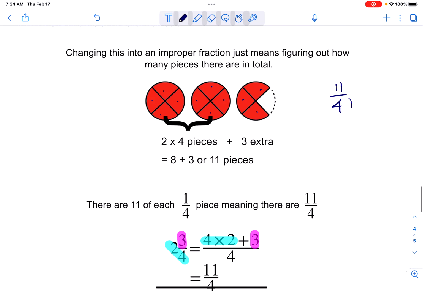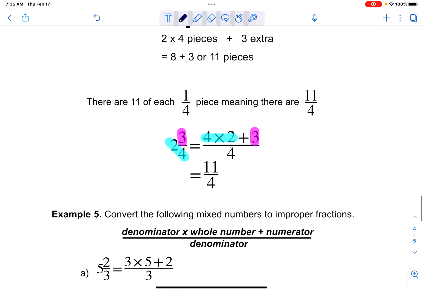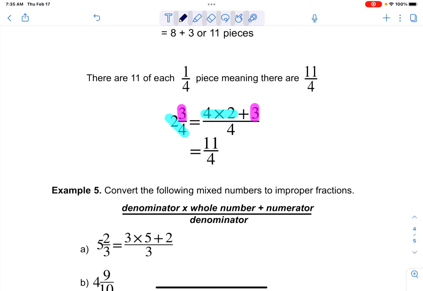Now, we don't want to have to draw this every single time. Luckily, it's pretty straightforward to get it just from looking at it. So we have two wholes. Each are split into quarters, so we do 2 times 4, and then we add the extra parts from here. So 2 times 4 plus 3. And of course, they're all quarters, so the denominator stays as quarters, and that gives us 11 quarters.